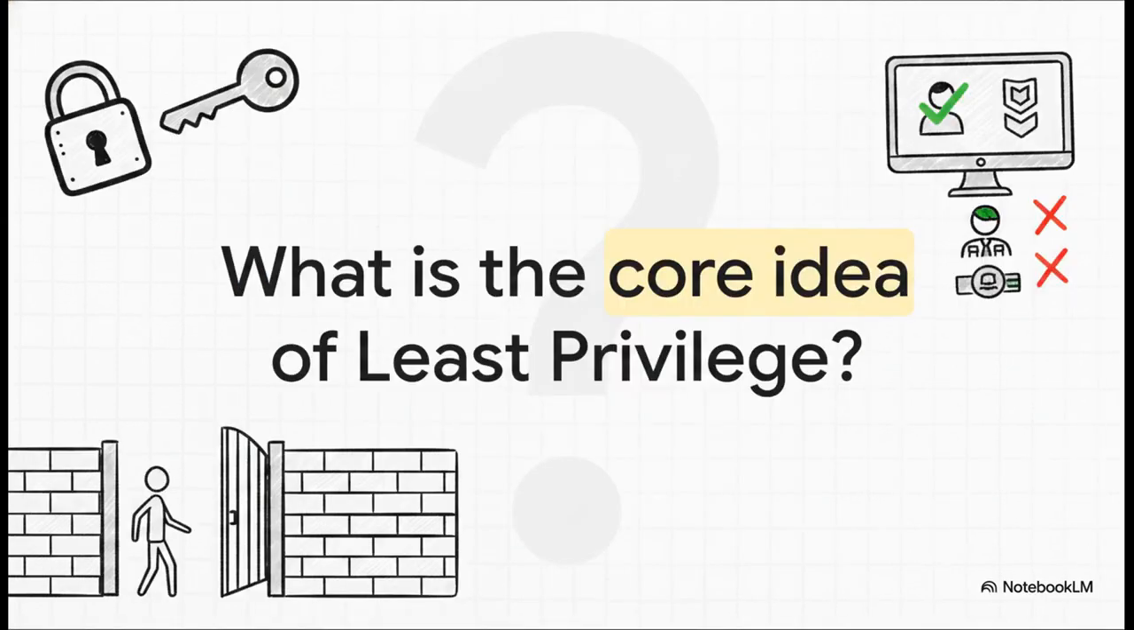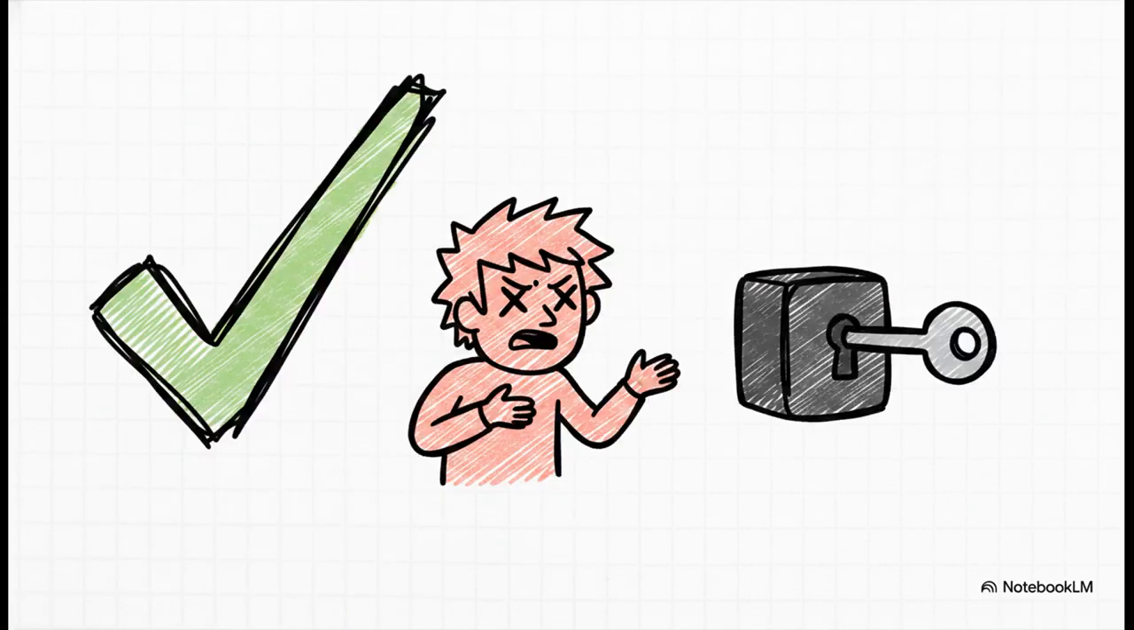Let's do a quick knowledge check to lock this in. Question 1. What is the core idea of the principle of least privilege? Is it A, give everyone admin access so nothing is ever blocked? B, grant only the minimum access needed to perform a specific task? Or C, just use the same standard permissions for all users to simplify your management? Lock in your guess. And the answer is B, absolutely. Grant only the minimum access needed to perform a task. Any access that goes beyond the absolute minimum required right now is simply an unnecessary risk that an attacker is going to be incredibly happy to exploit.